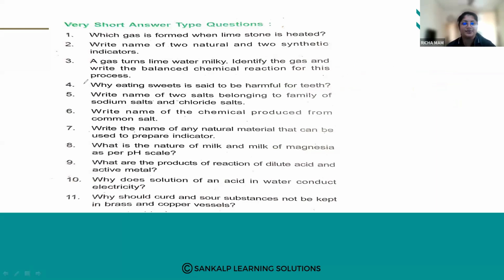Fifth question. Write the names of two salts belonging to the family of sodium salts and chloride salts. So you have to tell two salts, one belonging to sodium salts, another belonging to chloride salts. Write the names of two salts belonging to the family of sodium salts and chloride salts.